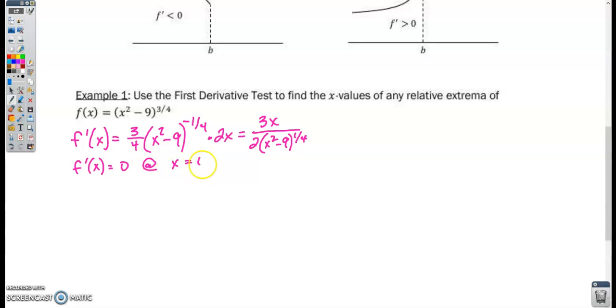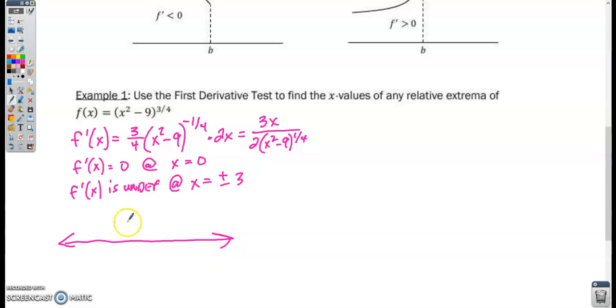at x equals 0, that's when the numerator is 0. And f prime of x is undefined at x equals plus or minus 3. That's where the denominator is 0. Okay, so we set up our sign chart. And all our critical values are -3, 0, and 3.